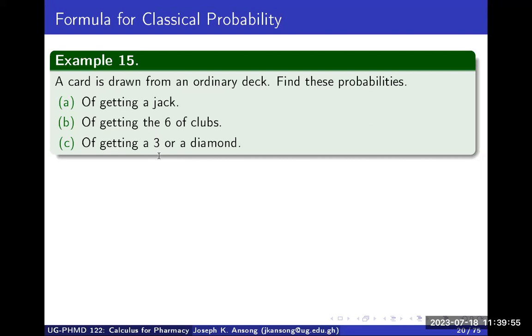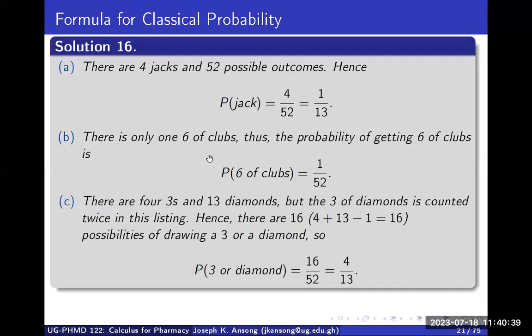Well, for the threes, each of the suits has a three, all right? So there are four of them, or a diamond, but a diamond also has a three in it. So we need to get the probability of getting the three plus the probability of getting a diamond. That will give us the four, right? But we have to remember that the diamond has a three as well. So we need to subtract one, that is the three, from the total number of diamonds that we have in order to compute this one. So that is the only tricky part.